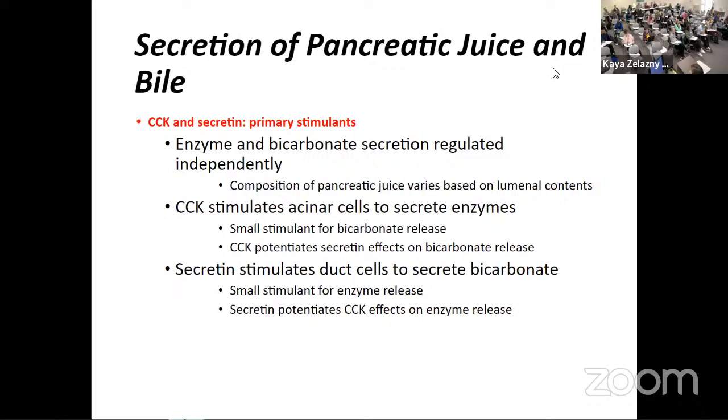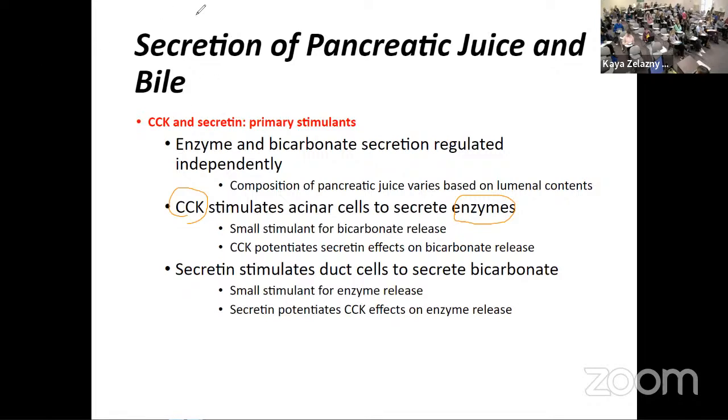So the stimulus for secreting enzymes is mainly going to be the CCK. Okay. So it stimulates the acinar cells, those little globes at the end, to secrete our various enzymes for the breakdown of proteins and fat. And it's essentially a weak stimulant for the release of bicarbonate. So it doesn't not signal that you should release bicarbonate. It's just not very good at it. So we really want to associate it mainly with enzymes.